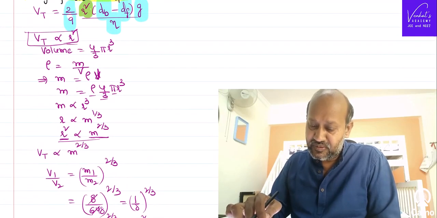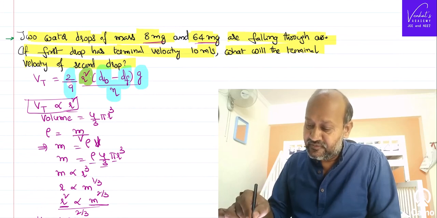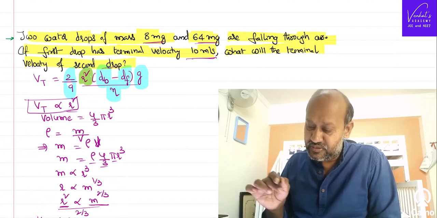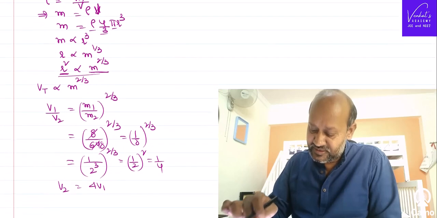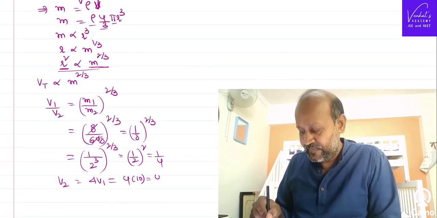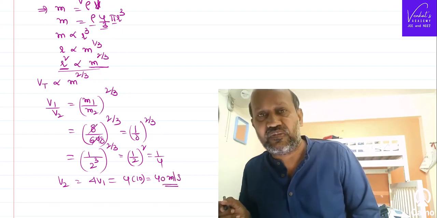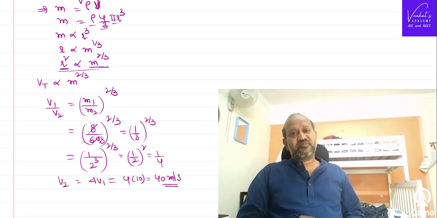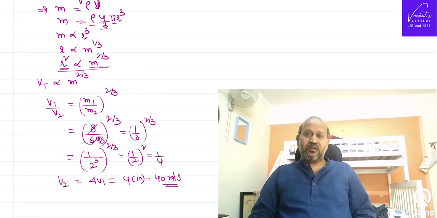So if you look at the problem, see what's given. If V1 is 10 meter per second, what is V2 is the question. So V2 is 4 times V1, that is 4 times 10, that is 40 meter per second. That's how we have to solve the problem. And for all this, the central concept is terminal velocity. That's a constant velocity acquired by a body when it is passing through a viscous medium, and that is directly proportional to the square of the radius of that body, which is in spherical shape. That's it. Thank you for watching.